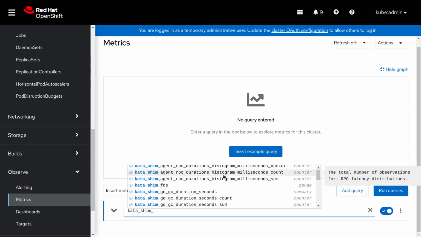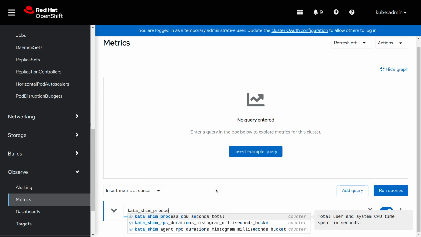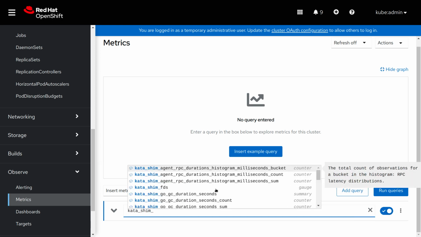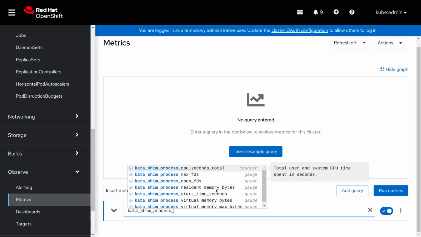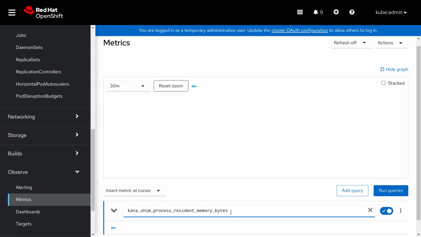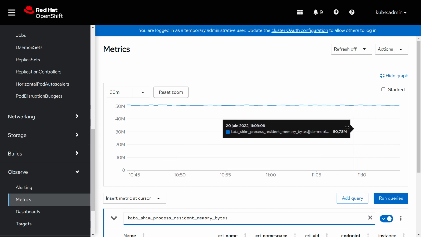First, you have all metrics starting with Kata shim. These are the metrics related to the runtime used in Sandbox Container. The Kata shim is the process that is used to run your container inside a VM. An example of information we can get from here is Kata shim process resident memory bytes, and you see auto-completion here is helping me. So this is the amount of memory that this process is using.